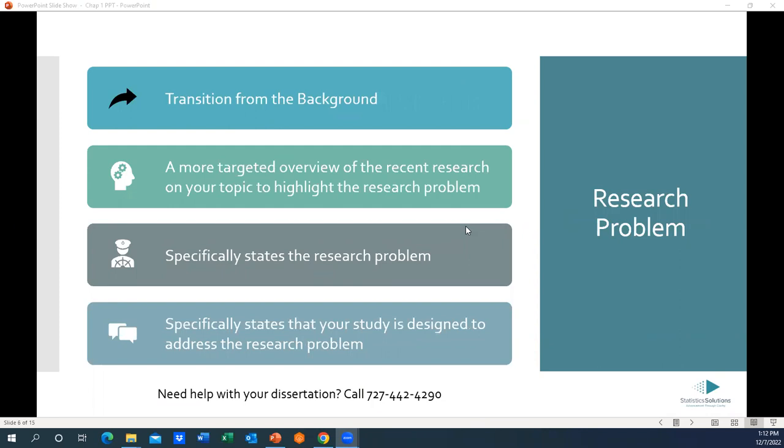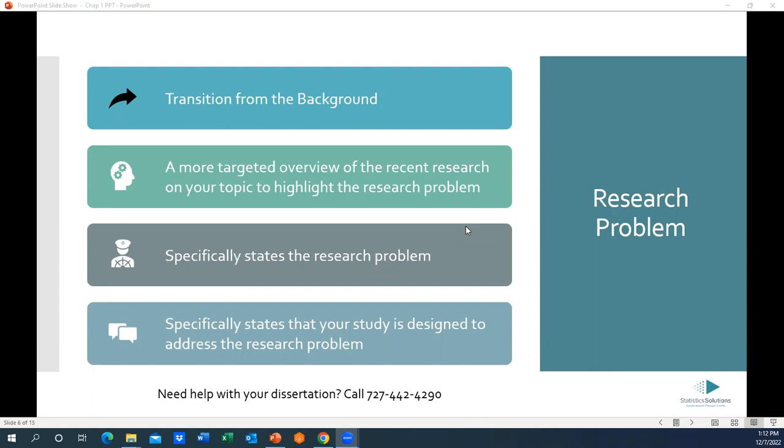Okay, the research problem section is usually next. And if you think of that funnel, moving broadly from the research that's been done on the topic previously and getting more focused to what you're going to be doing, it points right here to the research problem, right? This transitions from the background, and it's a more targeted, more specific overview of the recent research on your topic.